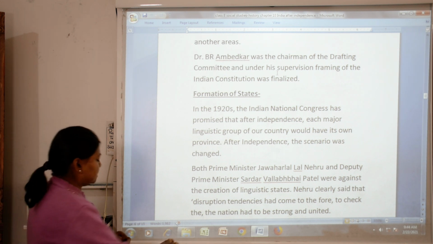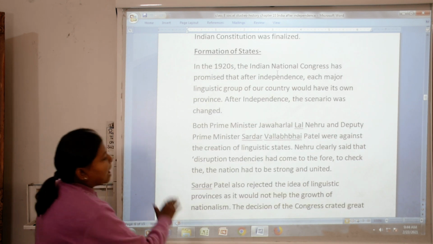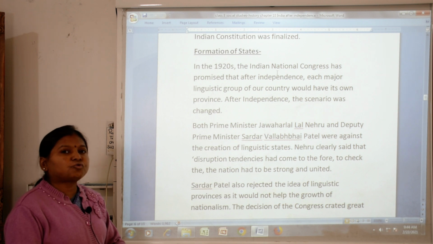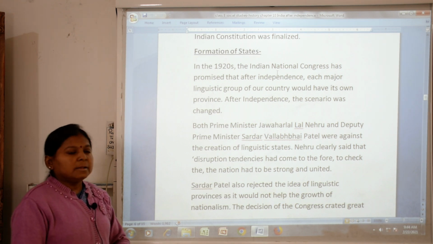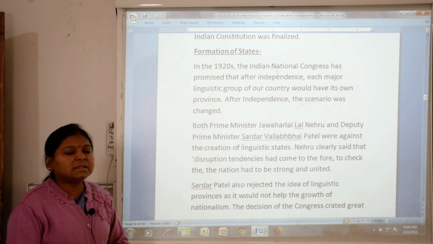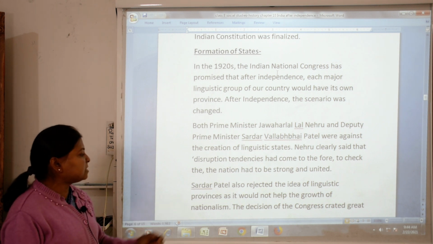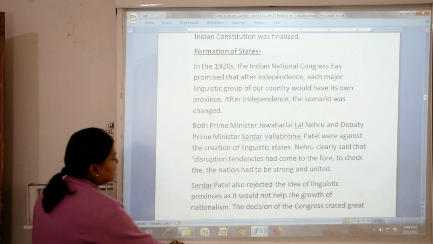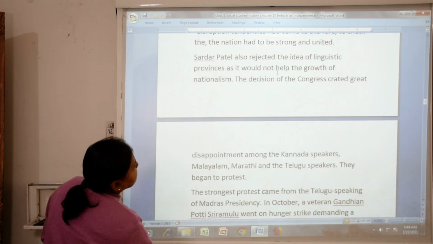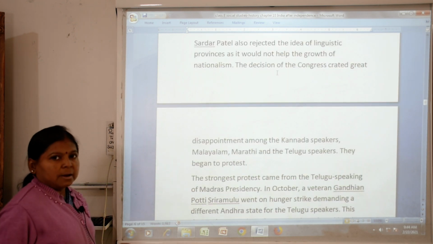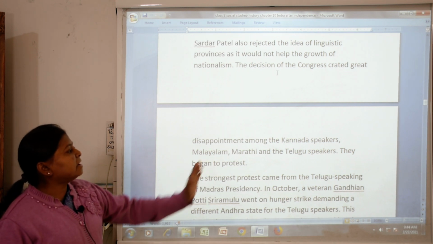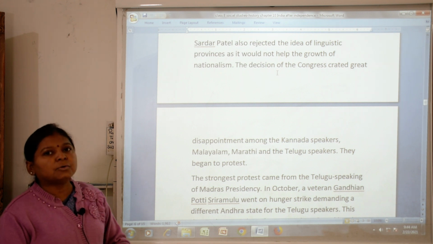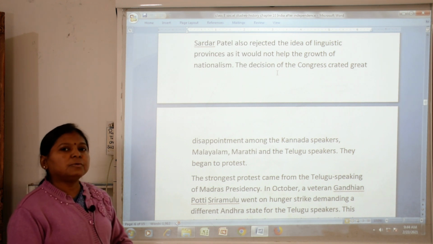Nehru clearly said that disruptive tendencies had come to the fore to check the nation, and that it had to be strong and united. Sardar Patel also rejected the idea of linguistic provinces, saying it would not help the growth of nationalism. So, the decision of the Congress created great disappointment among the Kannada, Malayalam, Marathi and Telugu speakers. So, they began to protest.